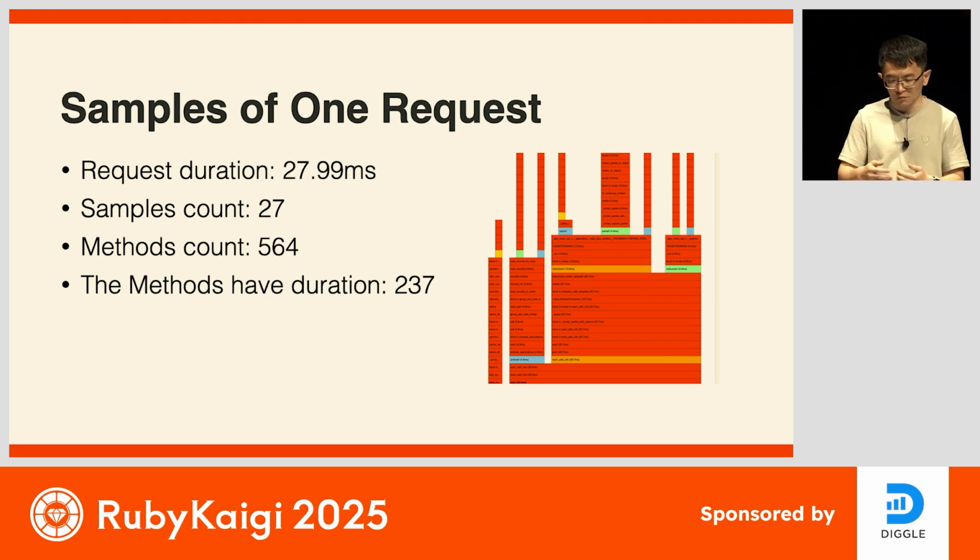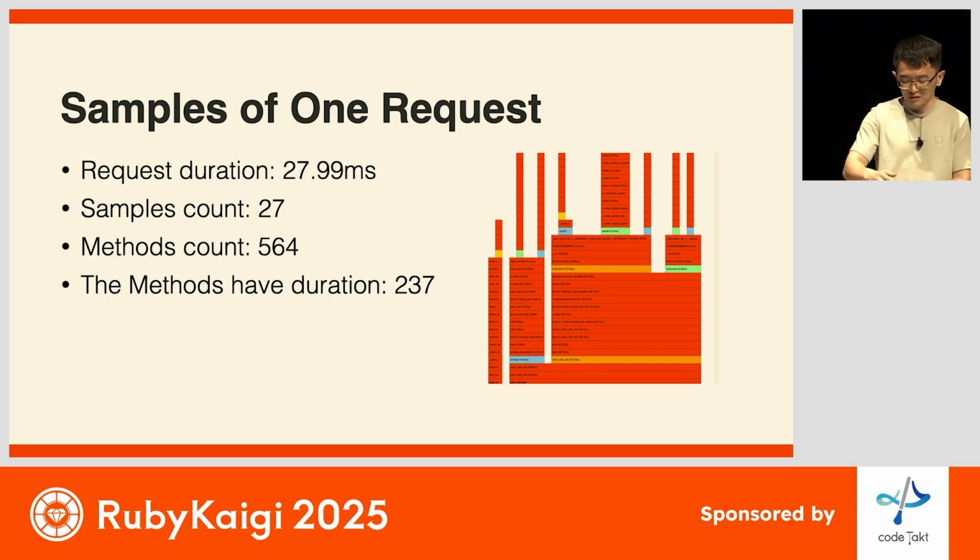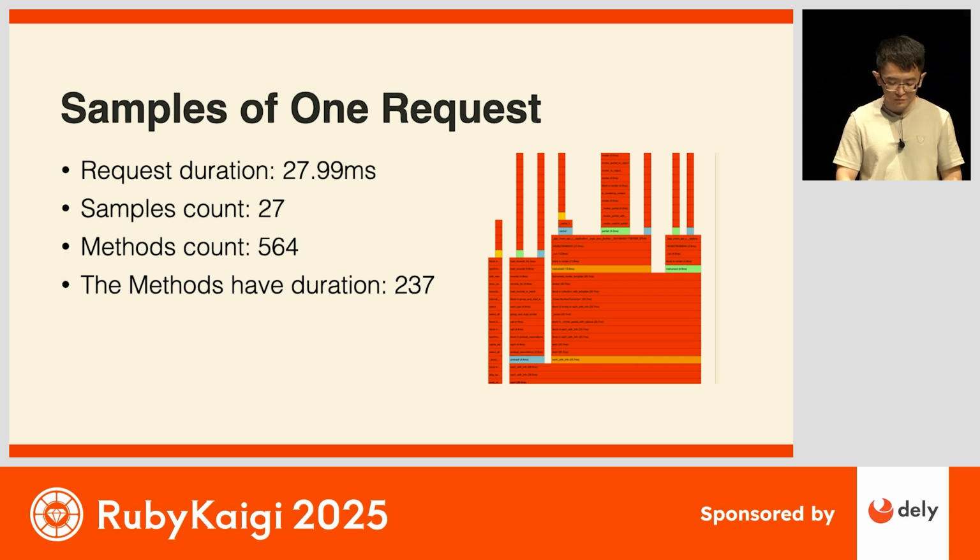Here are the samples of one request. You see, it can collect a lot of information. It collects a lot of methods, and actually the whole thing it collects is very large and can't be analyzed. So I just cut maybe 10% of the whole image. So that's the result. I think it's quite enough for most cases.